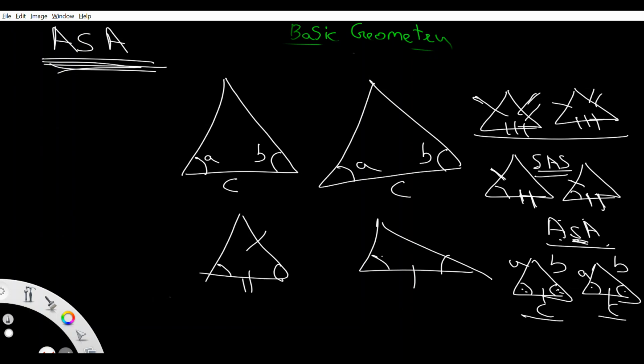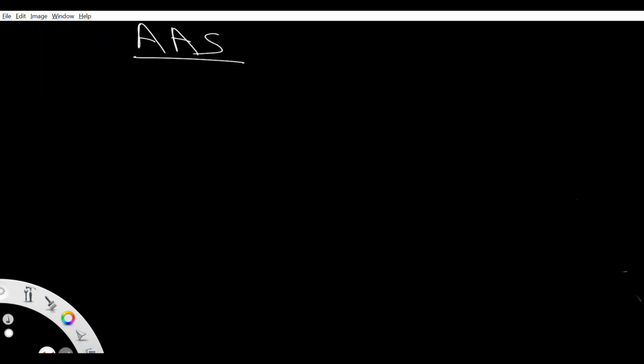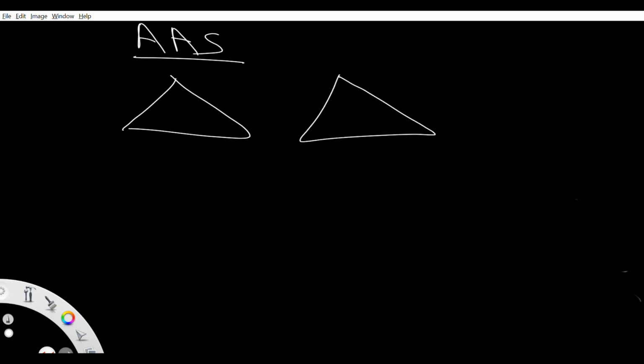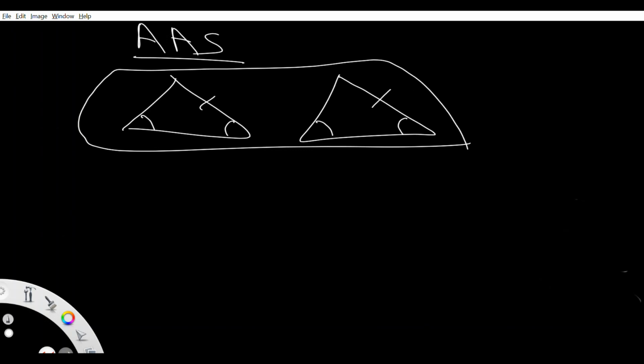Now let's look at the fourth theorem, which is angle angle side, which means that if you have two triangles and two corresponding angles are equal with a side, then that means that they're congruent. Sorry.